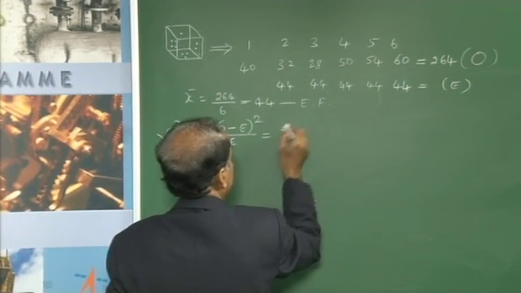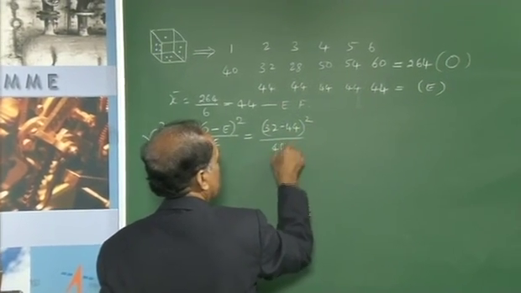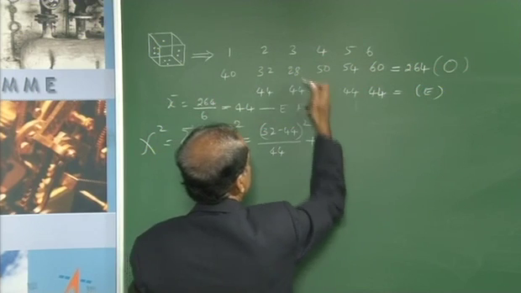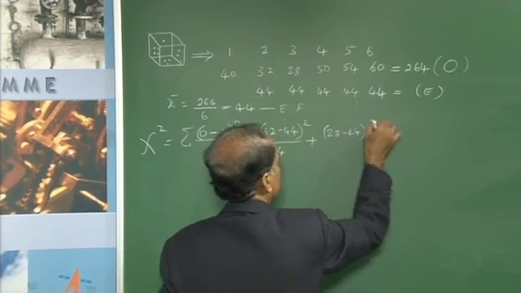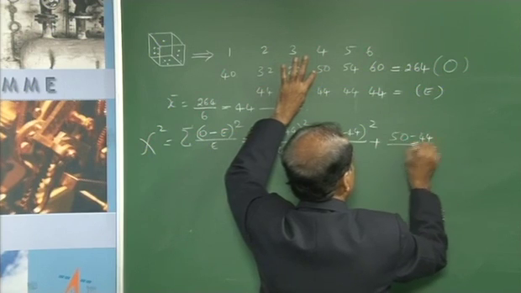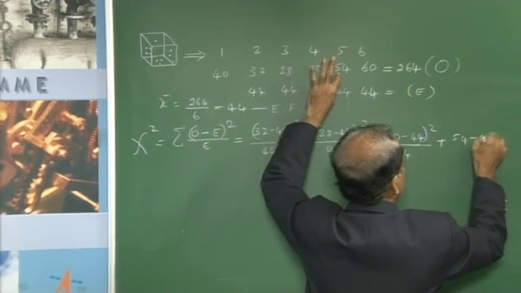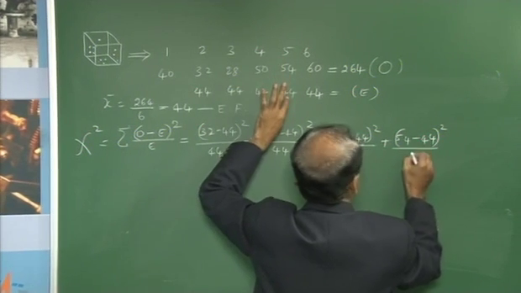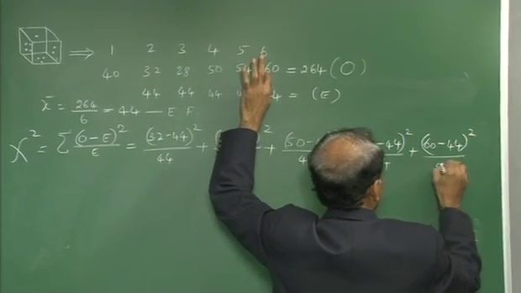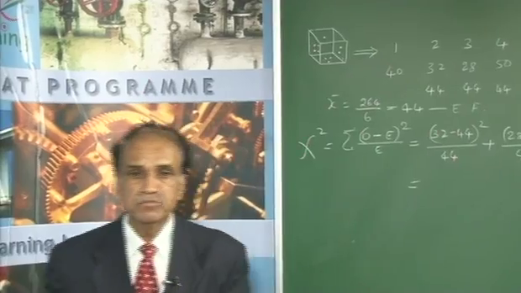What are those? 32, the observed frequency, minus 44, whole square, and divided by the expected frequency, which is common for all the denominators of the forthcoming terms, plus 28 minus 44 whole square divided by 44, plus 50 minus 44 whole square divided by 44, plus 54 minus 44 whole square divided by 44, plus 60 minus 44 whole square divided by 44. In this way, if you simplify, it comes to 22.